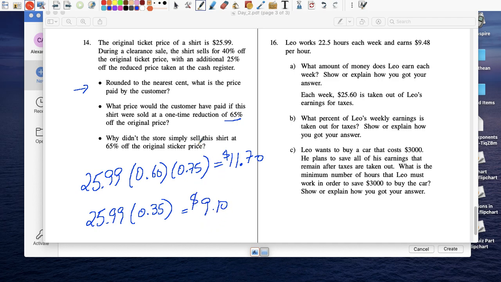And then, why didn't the store simply sell this shirt at 65% off the original price? Well, because by doing this, the store was able to sell it at a higher price than selling it at a discount of 65% off right off the bat. Personally, I think people like this. Hey, you have 40% off, and then on top of that, we'll give you another 25%. I think people believe that they get a bigger discount, which is of course not true. You get a bigger discount when 65% is taken right off the bat.